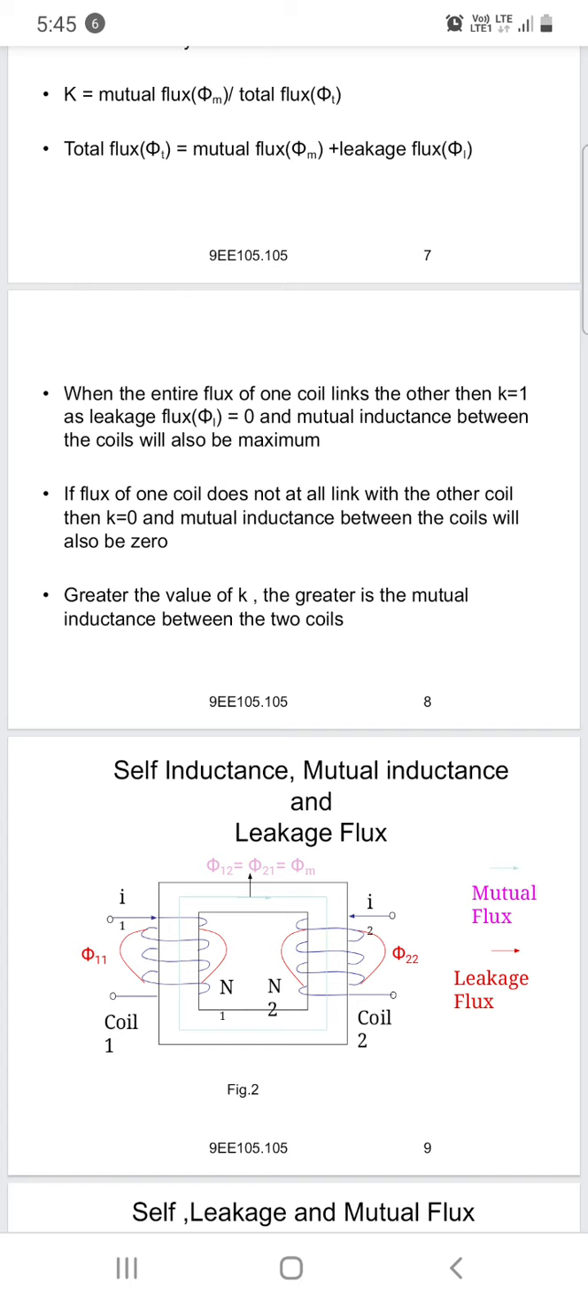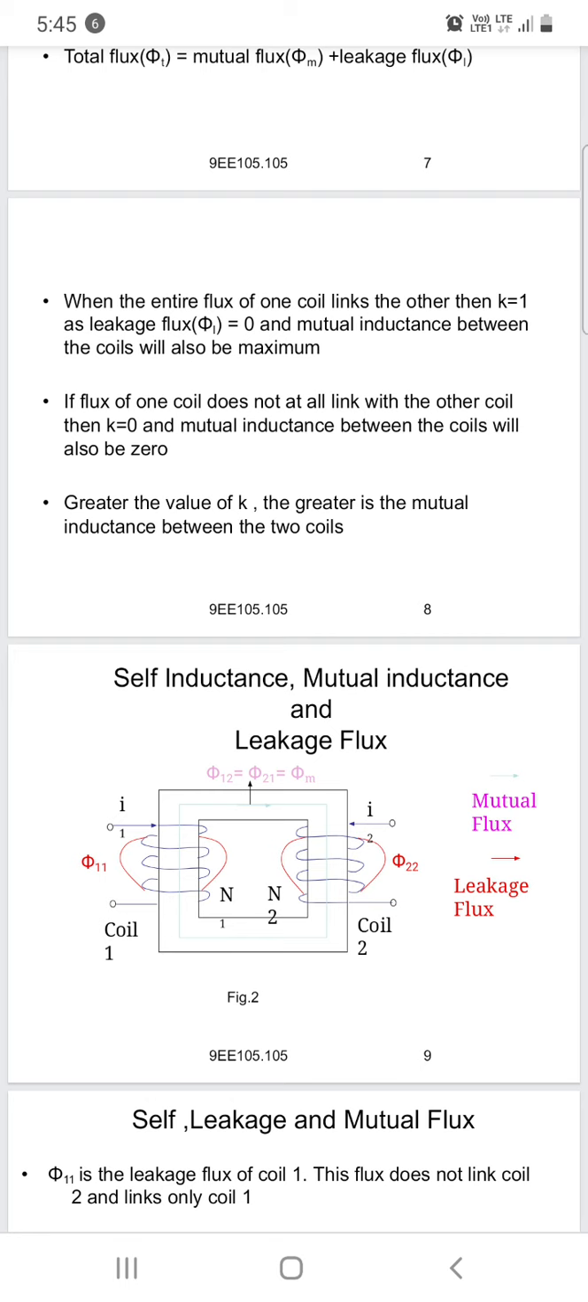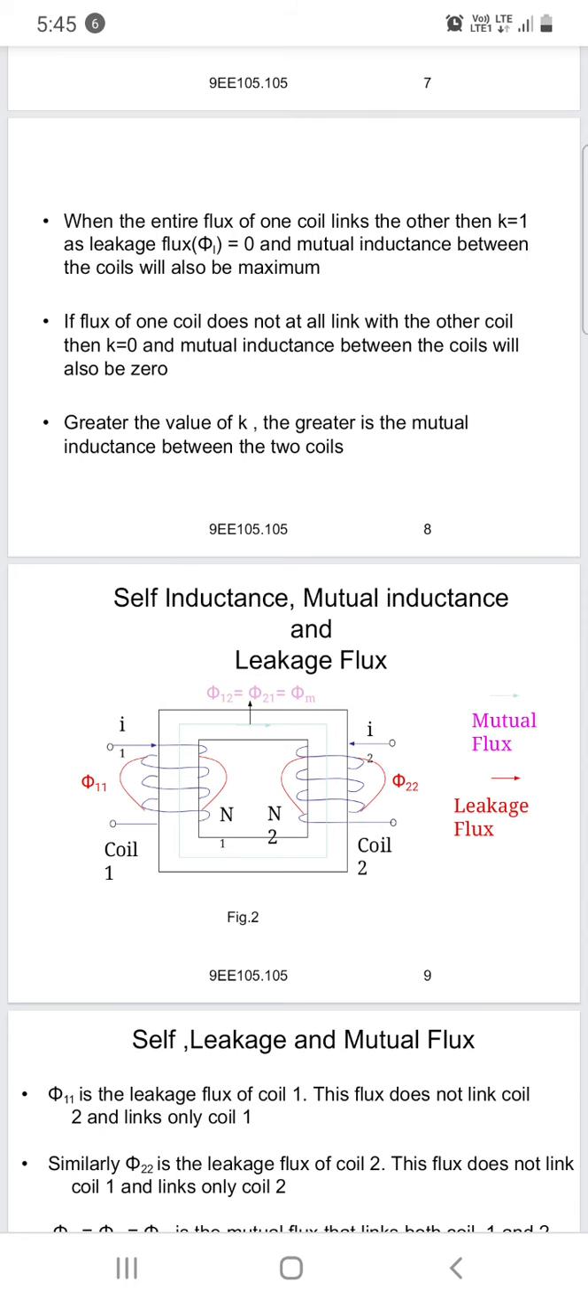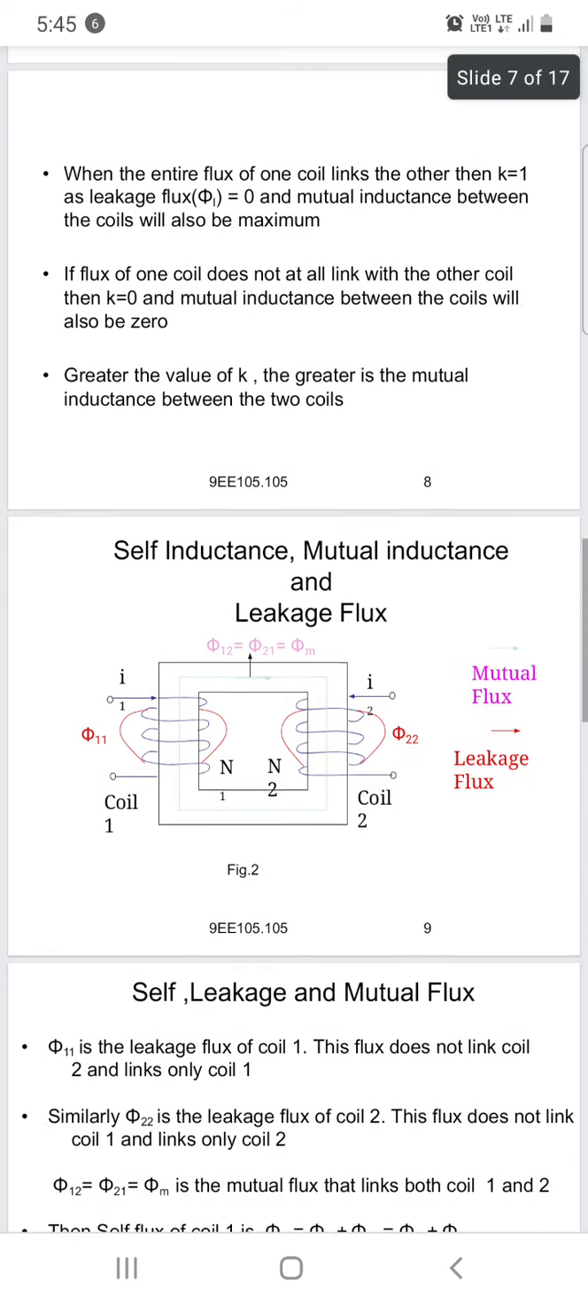If the flux of one of the coils does not at all link with the other coil, then the coefficient of coupling equals 0, and the mutual inductance between the coils will also be 0.